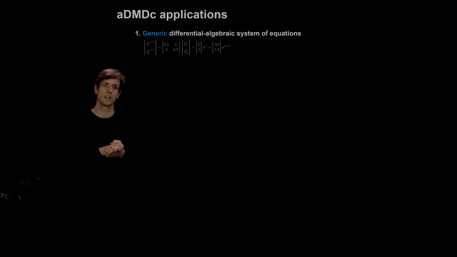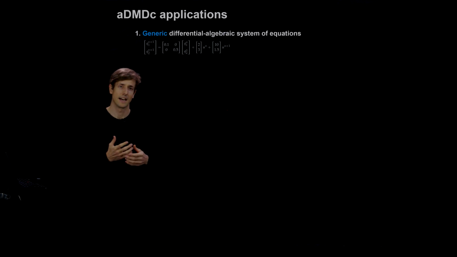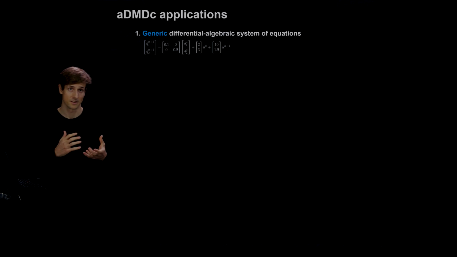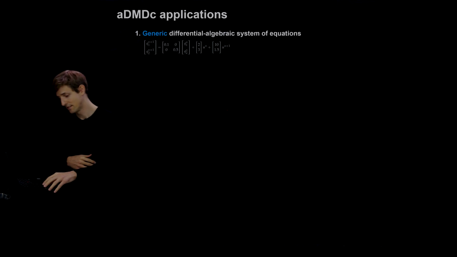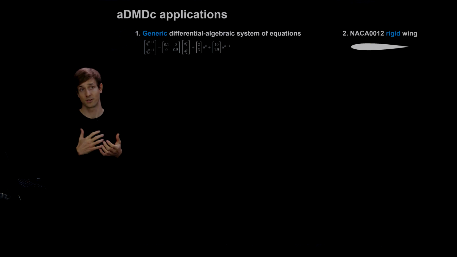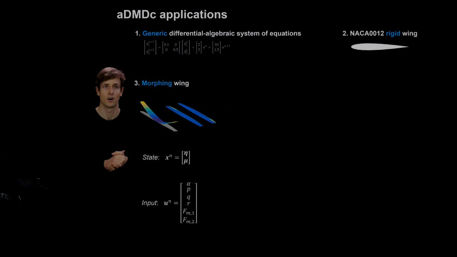Then in our paper we apply this to 3 examples. First, a generic differential algebraic system of equations, where we show that it's not only important to use this algebraic extension to get accurate results, but if we don't use this extension, we get unstable system dynamics. Second, we apply ADMDC to an aerodynamics-only problem, a NACA 0012 rigid wing. And then finally, we apply the method to our morphing wing.